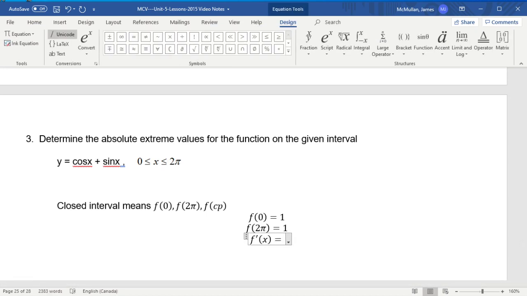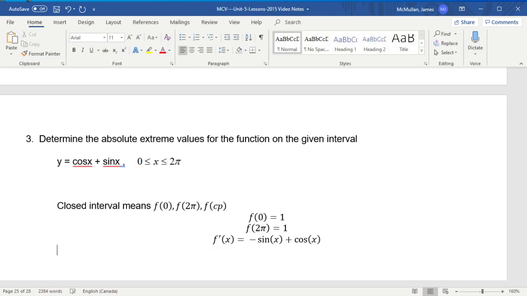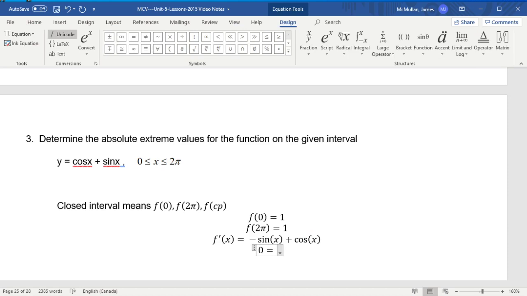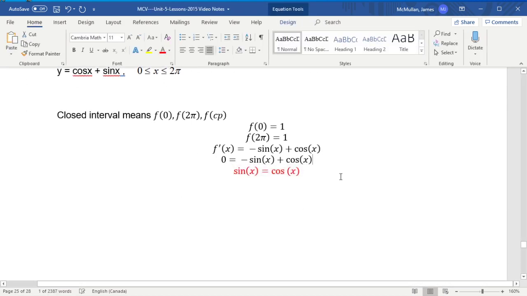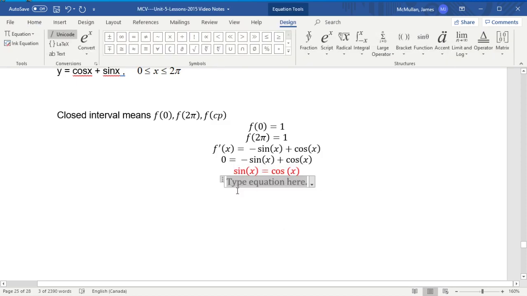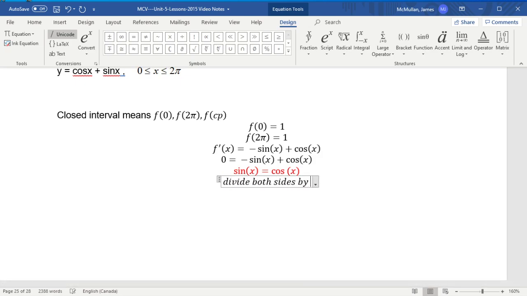So f prime of x is the derivative of cos, which is negative sine, and the derivative of sine is cos. So we have negative sine x plus cos x. We set this equal to 0, and that gives us sine x equals cos x. Now, this equation can be a bit difficult to solve if you don't remember how to do it. When you see an equation with sine and cos like this, one option is to divide both sides by cos x. When you do that, you get sine over cos equals 1. And sine over cos, we know, can be replaced by tan.